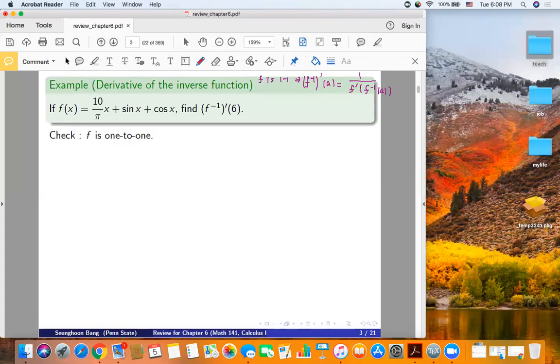First, you can check whether function f is 1 to 1. So what do you think? Function f of x is 1 to 1. Is it right? What do you think? So f is 1 to 1 or not?